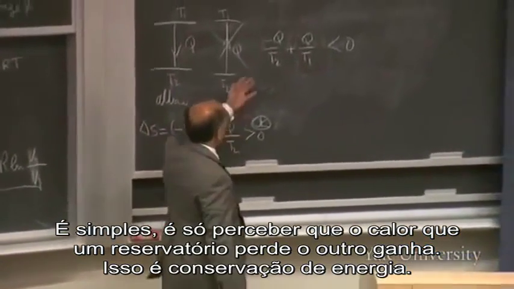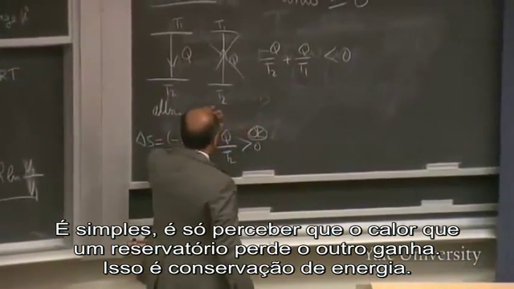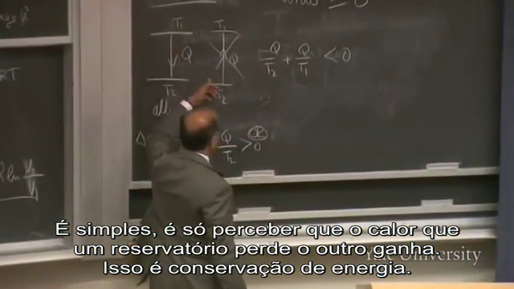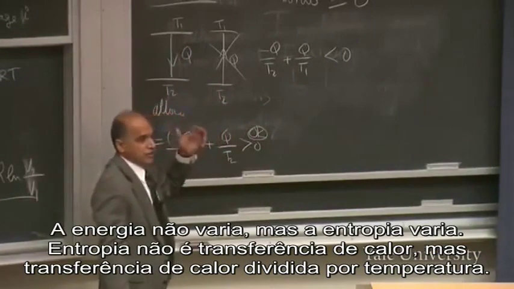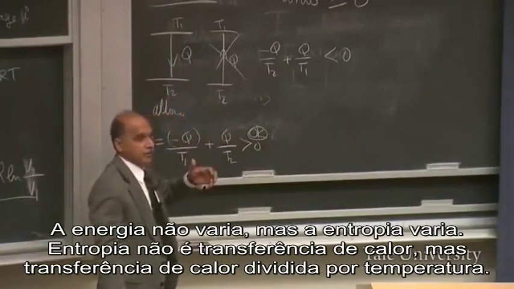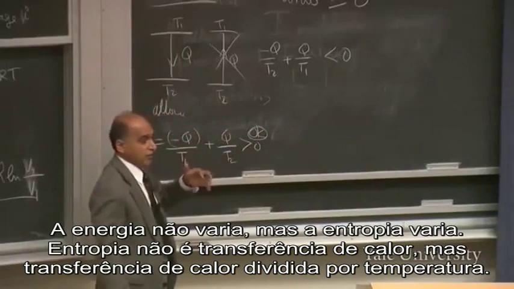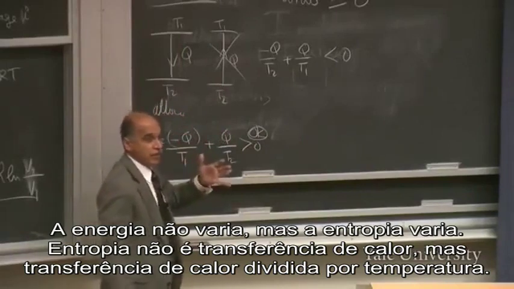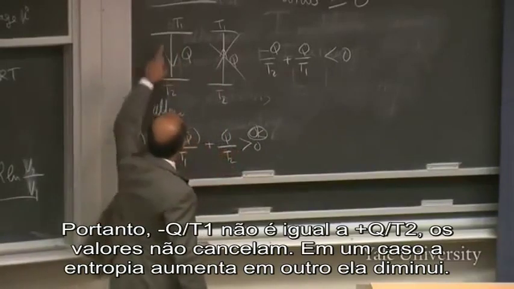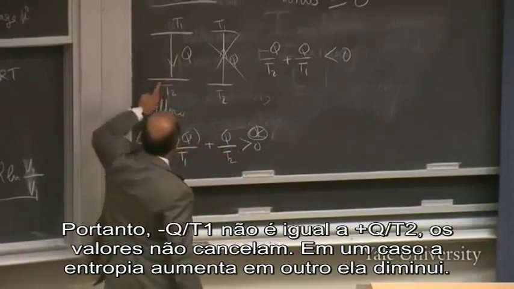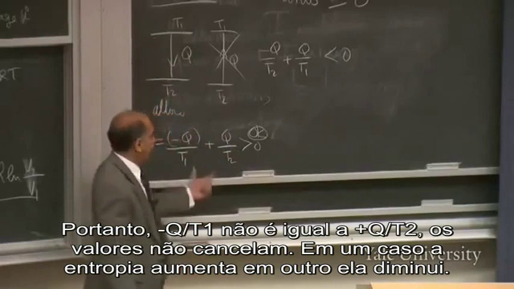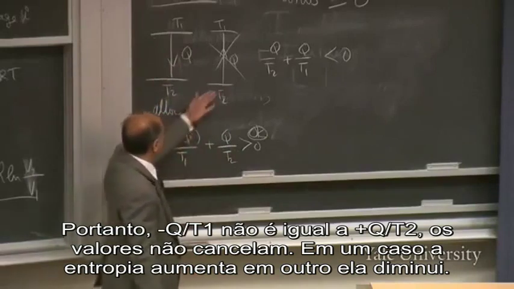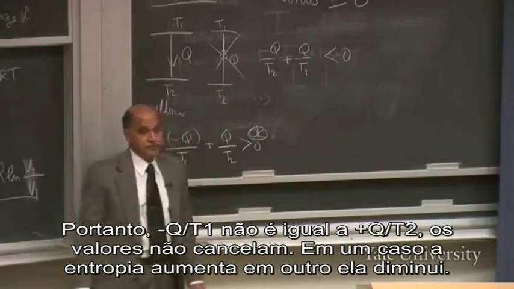And it's very simple. It's because it is true the heat loss of this one is the heat gain of that one. That's the law of conservation of energy. So energy doesn't change, but entropy changes. Because for entropy, it's not the heat transfer, it's heat transfer divided by temperature. Therefore, a heat loss at one temperature and a heat gain at a lower temperature don't cancel when it comes to entropy. In one case, the entropy goes up and it's allowed. In another case, entropy goes down and it's not allowed.